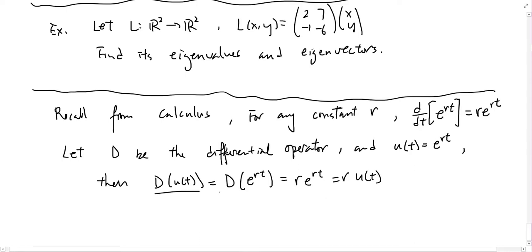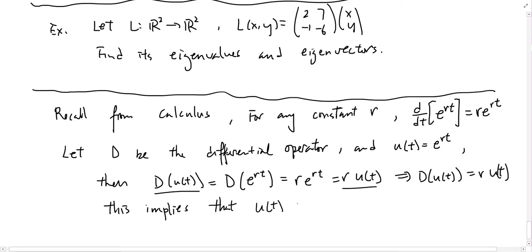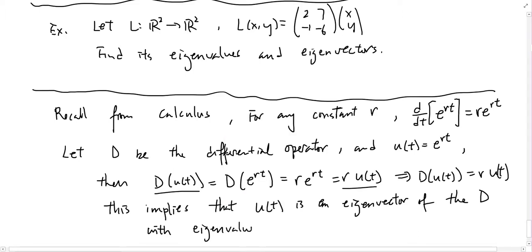Now, if you look at this right here and this right here, that implies D of u of t is equal to r times u of t. That satisfies the eigenvalue and eigenvector equation. This implies that u of t is an eigenvector. Remember, in this case the term vector means continuous function. So u of t is an eigenvector of the differential operator D with corresponding eigenvalue r.